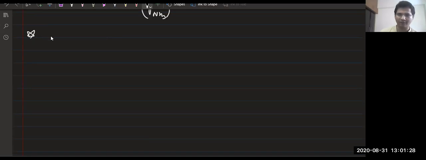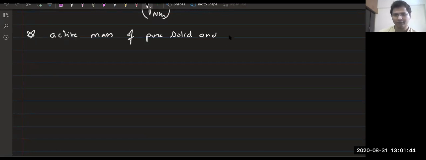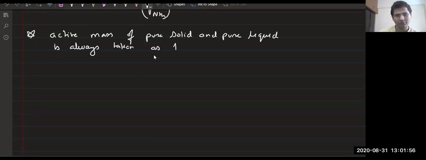Now there's one important point, star mark. We will end with this point. Active mass of pure solid and pure liquid is always taken as 1. Always. Which means the change of concentration of pure solid and pure liquid will not affect the equilibrium. We will explain why in the next class.